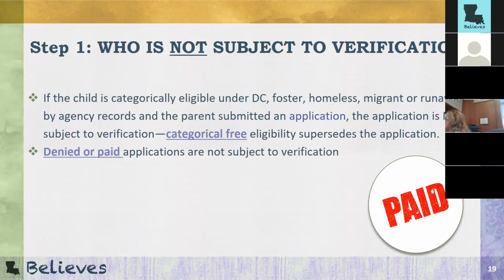If the child is categorically eligible under DC, foster, homeless, migrant, or runaway by agency records, and the parent submitted an application, the application is not subject to verification. Categorical free eligibility supersedes the application. Denied or paid applications are also not subject to verification.